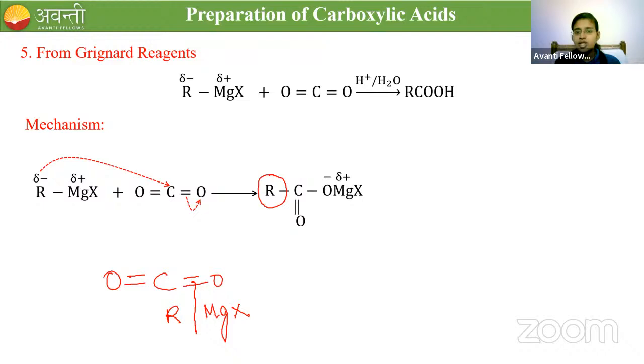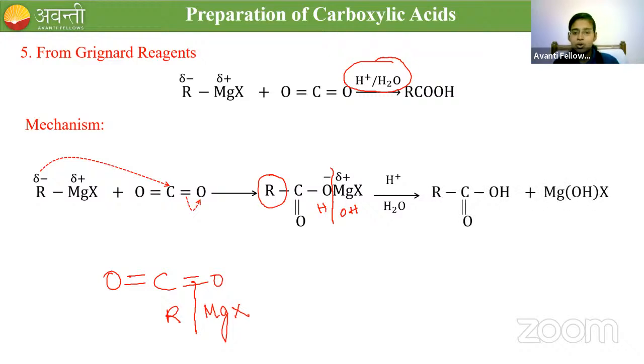Then I have to do this hydrolysis, right? If you do this hydrolysis, you have to break this O-Mg bond. Add H and OH like this. So you will get RCOOH and MgOHX.